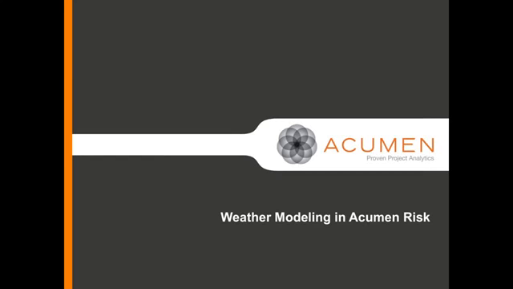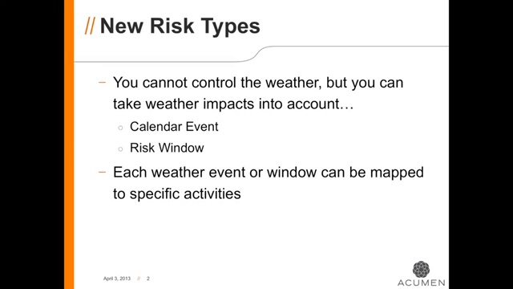Acumen Risk offers proven capabilities to manage both uncertainty risk and discrete risk. By maintaining a risk register in Acumen Risk and mapping risks to activities, you can help to assure that your expectations of project delivery are realistic while taking into account risks that you can control and some that you can't.